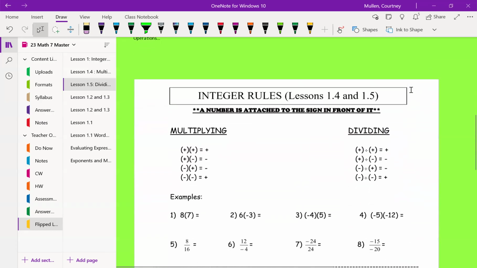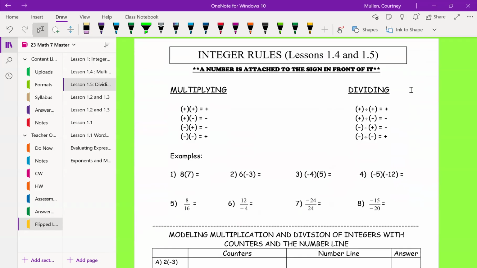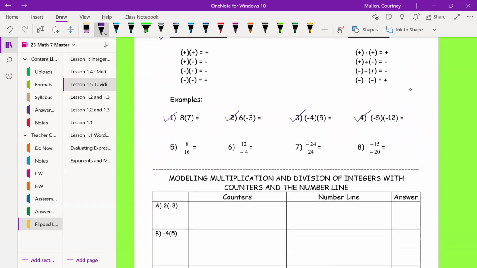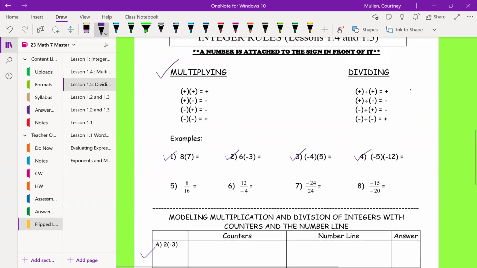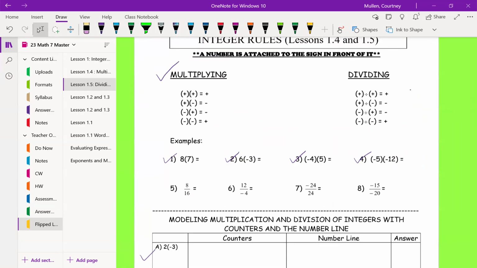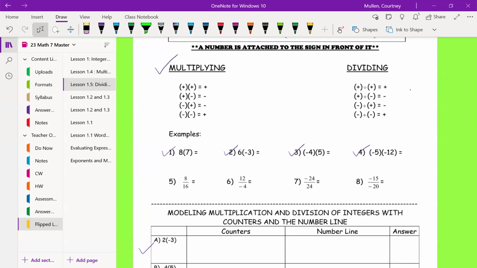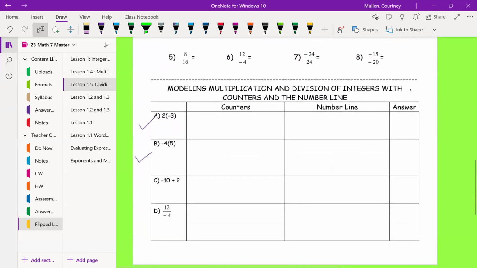Now let's go to notes 1. We've already covered multiplying rules. We've done these first 4 examples with our multiplying rules, and we've already modeled multiplication using counters and our number line. So today we're going to talk about division. As you can see, the multiplication and division rules are the same, but we'll come back to the rules in a minute. Let's go down to the bottom of this page and demonstrate division using counters.